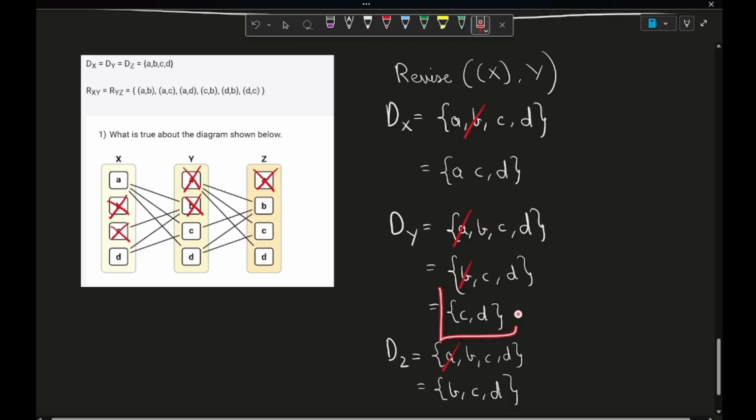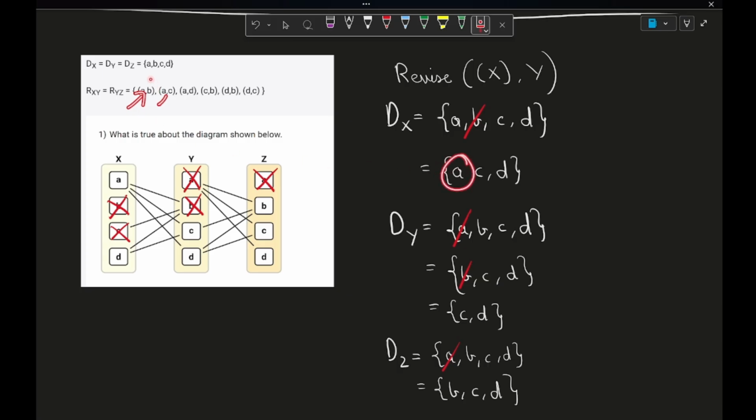So we end up with CD here, right? We have ACD from earlier, and then we again check this set here. Is a pairing possible? A is allowed, A gets to remain because AB is there in the relation. We check for C. Is there any tuple that starts with C? There is no tuple that starts with C, so we remove C. Is there any tuple that starts with D? Yes, there is, so we leave D as it is. Now this changes to A comma D.